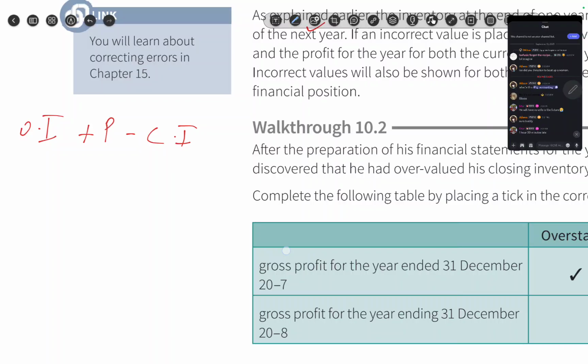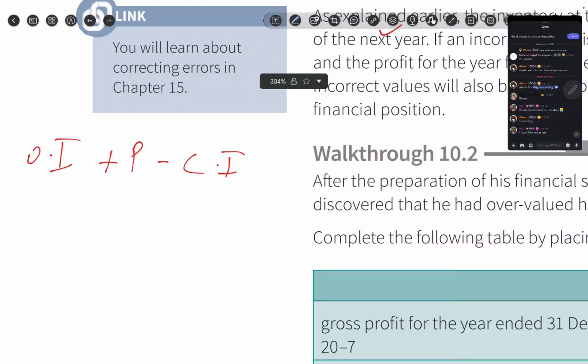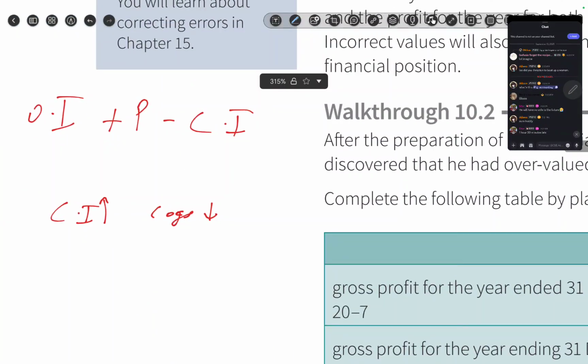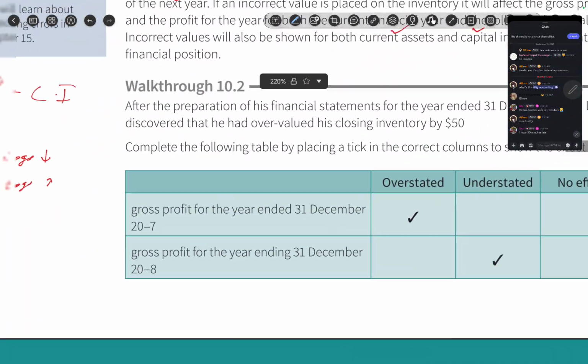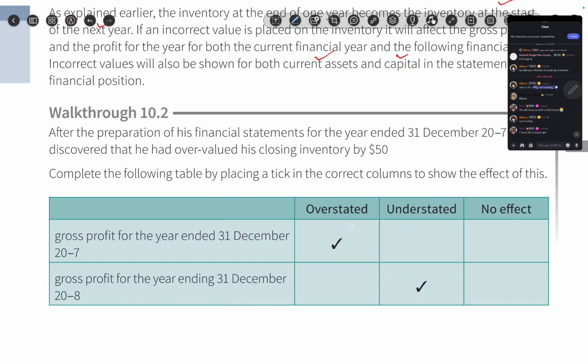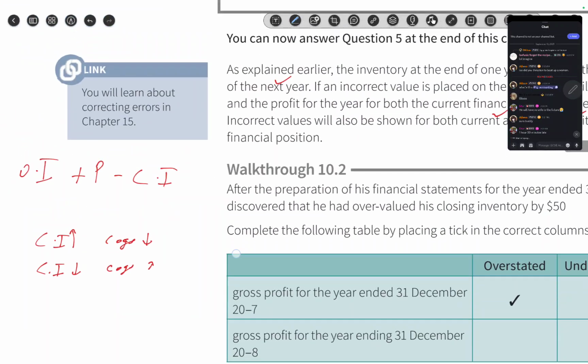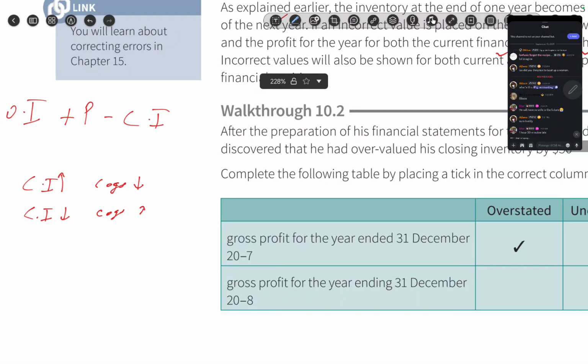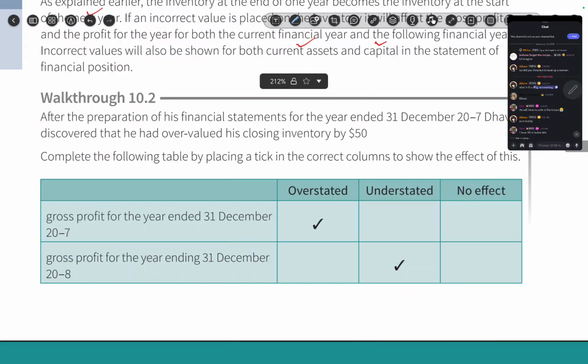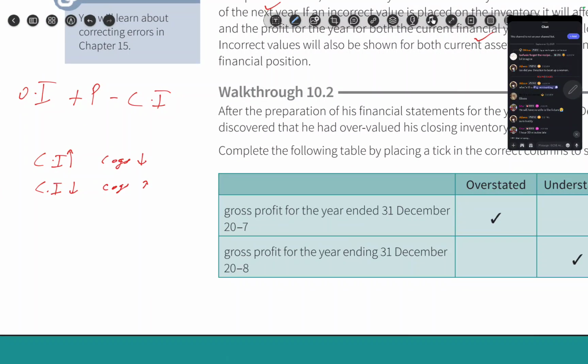So we can basically say that the higher your closing inventory, the lesser your cost of sales. If your closing inventory is high, then cost of goods sold will be lesser, which is a nice thing. And we can also say the opposite: cost of goods sold will be higher. In this case, what happened? On 31st December 2007, he overvalued his closing inventory by $50. Closing inventory is higher, so his cost of goods sold is lesser by $50, right? What happens when your cost of goods sold is less?